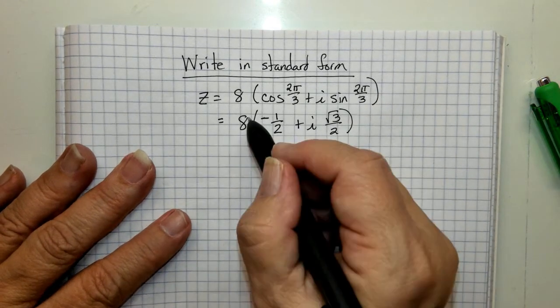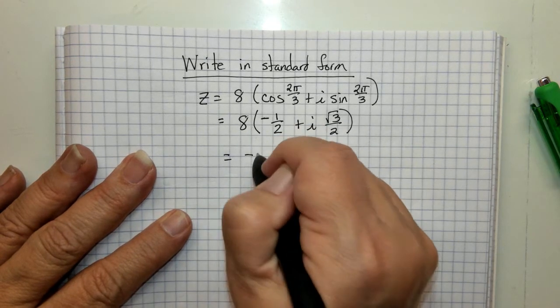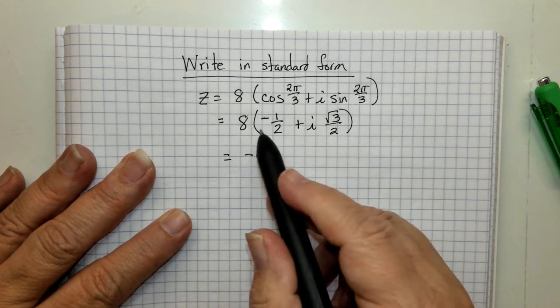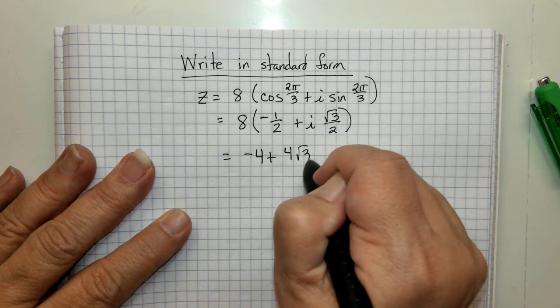So now we're just going to distribute the 8. So 8 times negative 1/2 is negative 4. 8 times the square root of 3 over 2 is 4 square roots of 3, i.